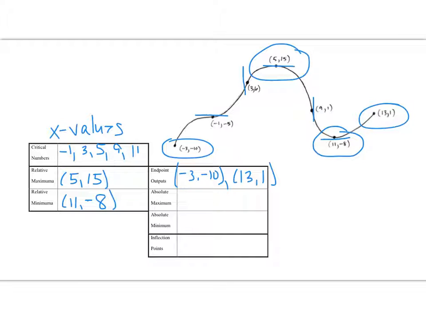So now when I want my absolute maximum, it says look at all the y values and see which one is the highest. Well, that one's the 5, 15. My absolute minimum is the lowest y value, which is that endpoint 3, negative 10. Now the other ones that we haven't quite talked about yet are what we call inflection points, and we're going to get more into those in our next unit. But our inflection points are those 3 other values that we haven't talked about.